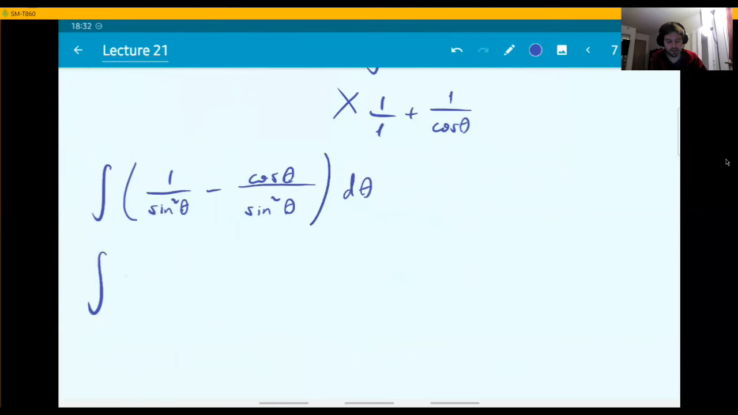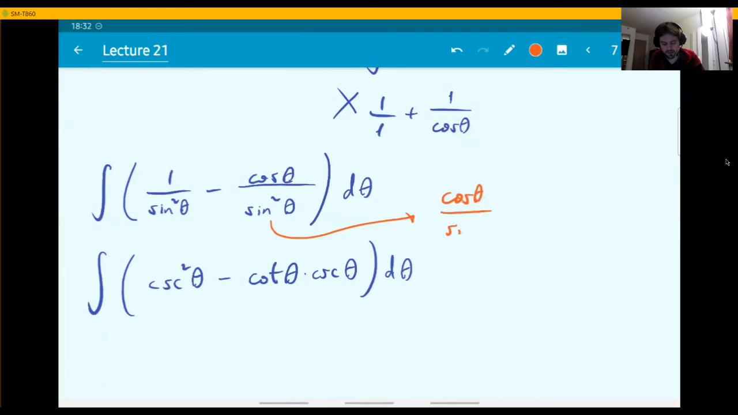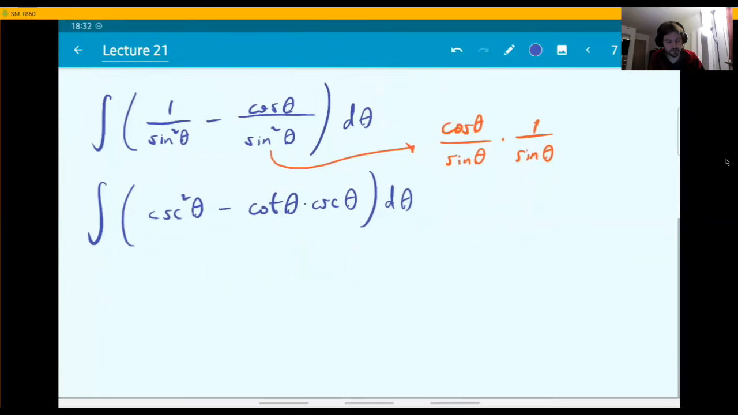Maybe if we rewrite them, 1 over sine squared is the same thing as cosecant squared. And then here you have a cosine over sine, which is cotangent, times 1 over sine, which is cosecant. So maybe I'm going to include this extra step so you can see this: cosine over sine times 1 over sine. Do you remember now, what is a function whose derivative is cosecant squared? Well, the cotangent function has a derivative of minus cosecant squared. So this one would be minus cotangent. And similarly, the derivative of cosecant is minus cosecant cotangent.